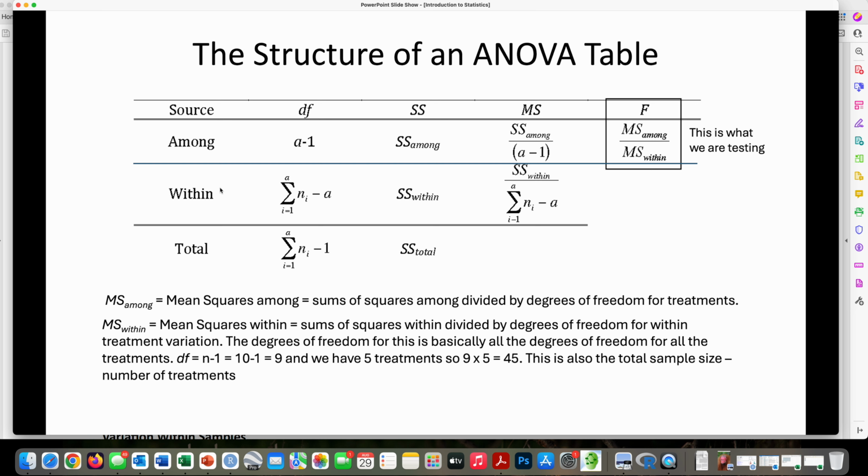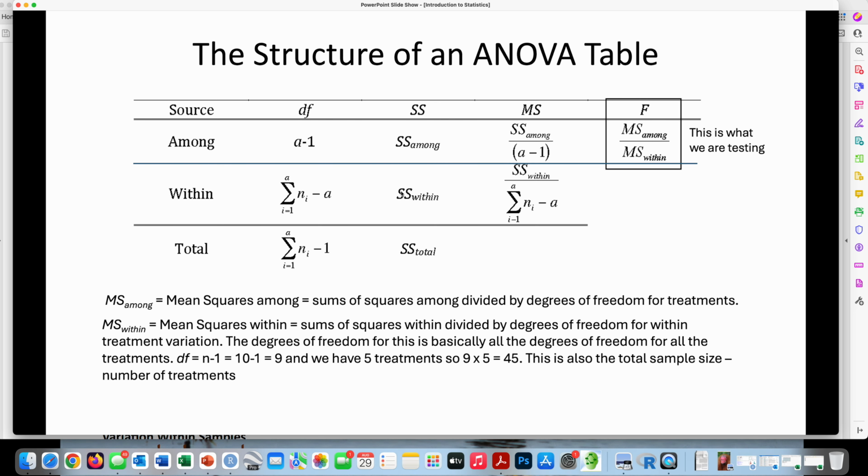So this is the structure of an ANOVA table. We have to test the mean squared among divided by the mean squared within. This is the variance among means versus the variance within treatments. So we have treatment level variation. A is the number of treatments, so the degrees of freedom is the number of treatments minus 1. This is the sum of squares among, which we've already talked about. The mean squared is the sum of squares divided by the degrees of freedom. Within a sample, it's just each value minus the sample mean, squared. That's the sums of squares.